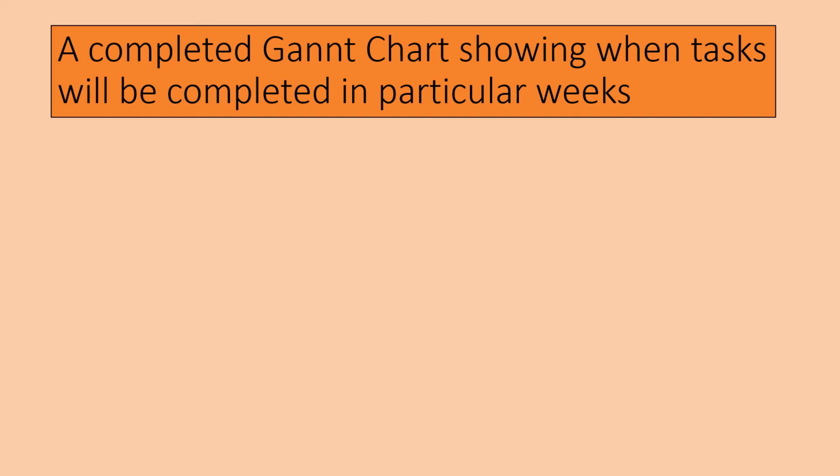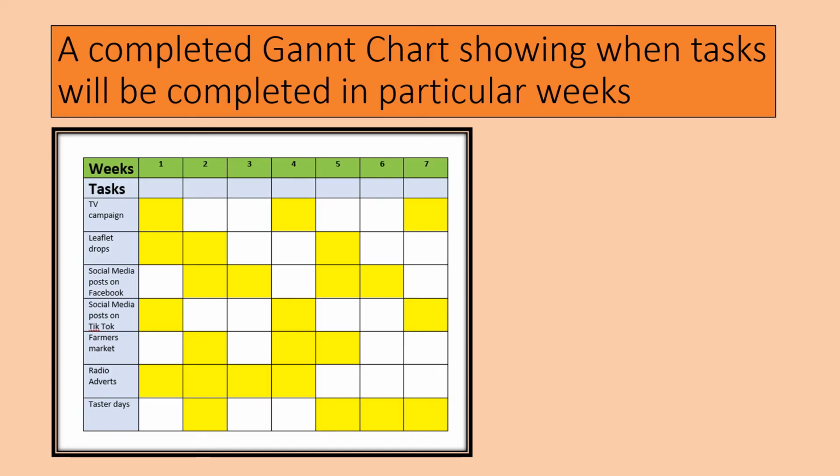So here it is, a completed Gantt chart showing when tasks will be completed in particular weeks. You've got the task down the left hand side there, the week numbers going across the top row, and then highlighted in yellow is when that particular task is going to be taking place. So for example, the TV campaign will be on television during weeks 1, 4 and 7. I'll be doing leaflet drops in weeks 1, 2 and 5, and for example, I got the radio adverts in the first 4 weeks of my marketing campaign. It's a great visual overview to share with people so people understand what's going to be done and completed and by when.